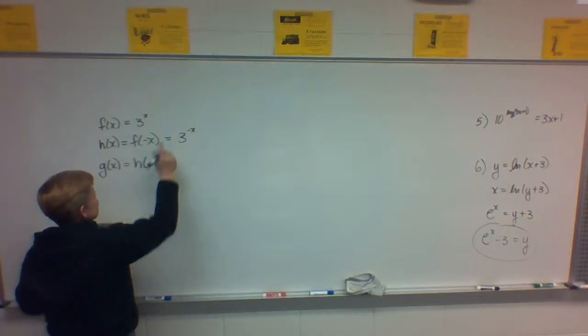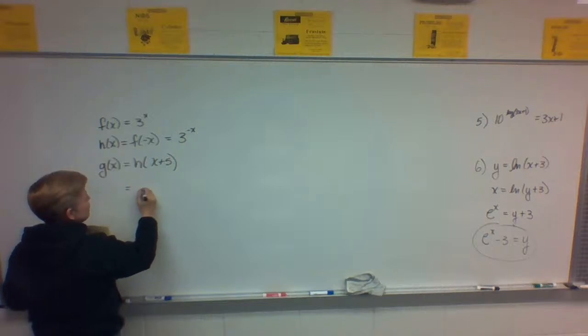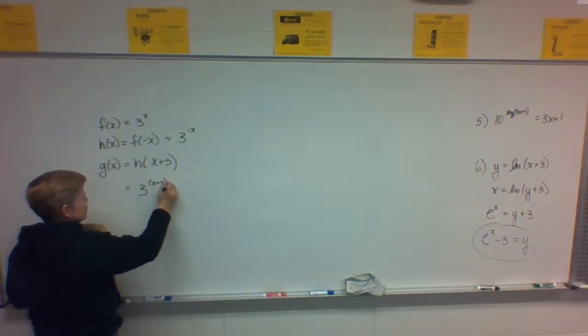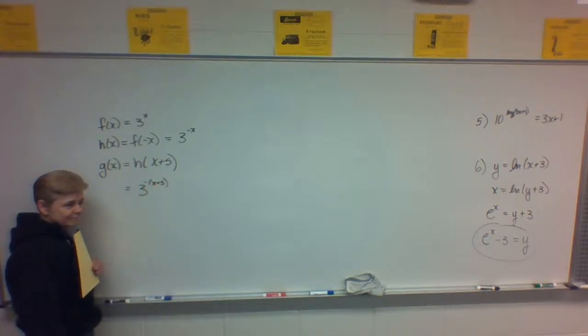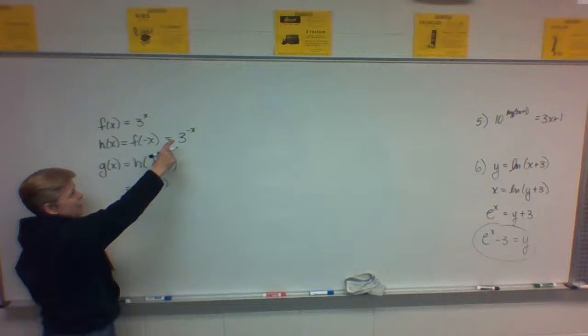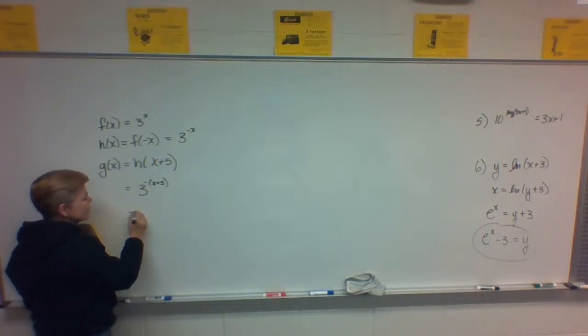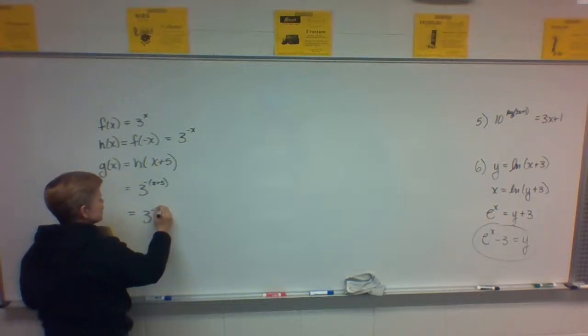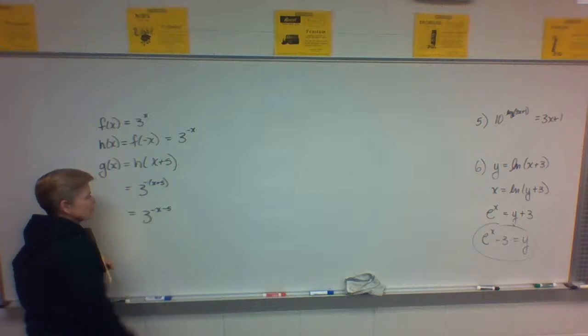And making that specific to h, which is this, would be 3 to the, we replace the x, just the x, with x plus 5. The whole thing's still negative. Do you see that? Because the x got replaced with x plus 5, but whatever x was is still negative. So the final answer should be 3 to the negative x minus 5.